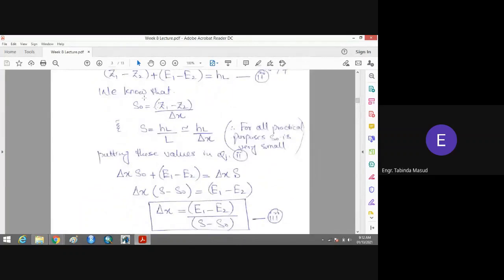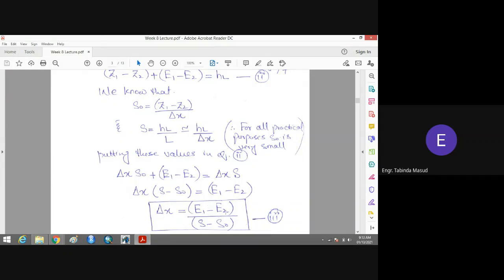Here you can see that slope of the channel bed is equal to Z1 minus Z2 divided by delta X. All these equations we have discussed in our first class. And here you can see that slope of the energy line is equal to head loss per unit length of the flow. And we have already discussed that if the channel slope is very, very small, then this L is approximately equal to delta X. So we have replaced this L by delta X, and we have got this equation number 3.